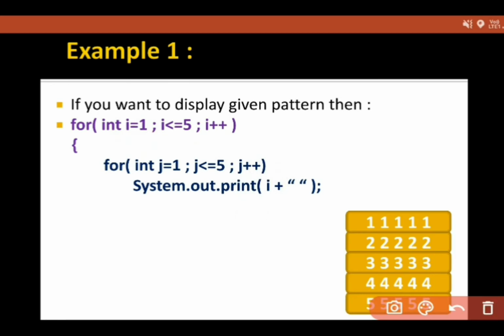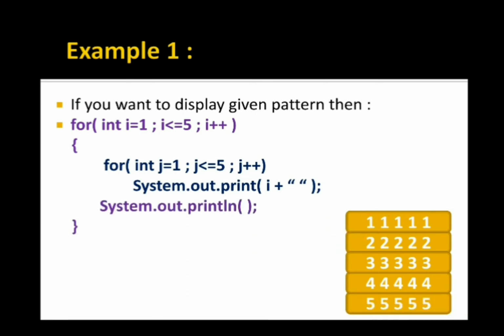But after displaying I, we have to change a line also. That's why I am writing System.out.println. After execution of inner loop, I am using System.out.println. Why I am using? To change the line. Whenever my inner loop stops execution, I want to change my line. That's why I am using System.out.println. I think it is sufficient and I am moving further.